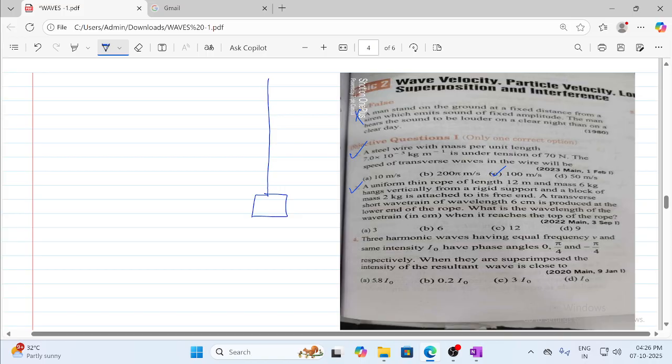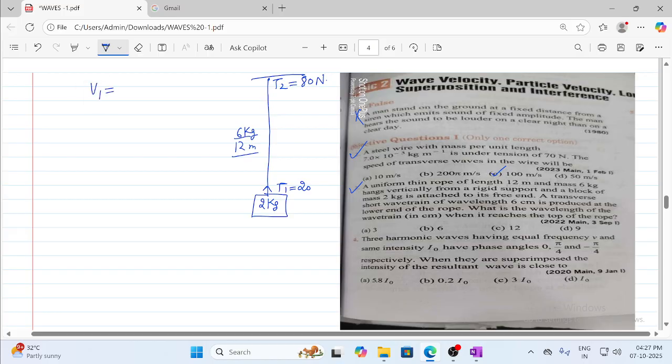How much is the tension here? I will take the tension T1 here. It is given how much? 2 kg. So this will be 20. Okay. And the rope is having how much mass? 6 kg. And length is how much? 12 meter. So tension here at the top will be how much? 80 Newton. Understood?